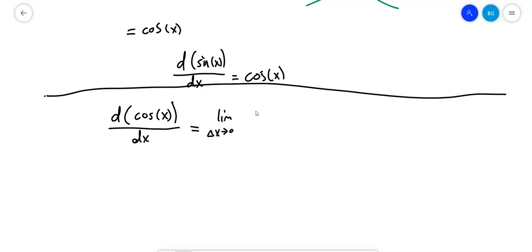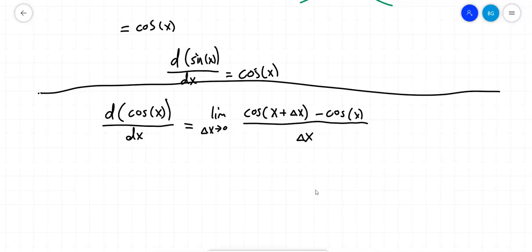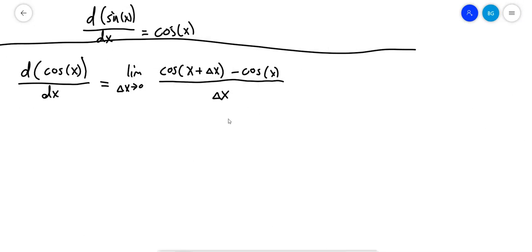So it's going to be the limit as delta x goes to 0 of cosine of x plus delta x minus cosine x, over delta x. And once again, we have one of those angle sum formulas that tell us how to translate between this and an equivalent expression.